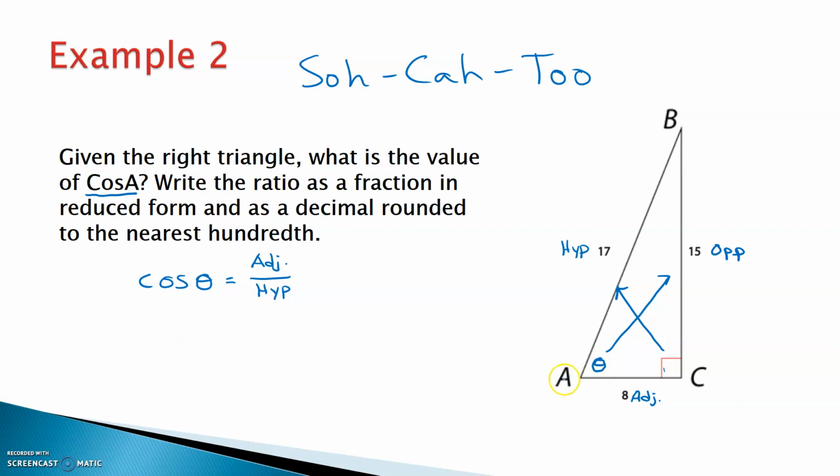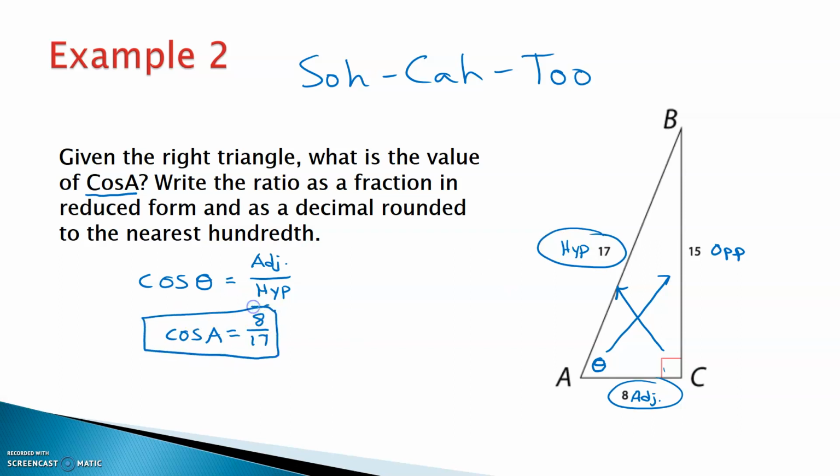Now let's make sense of this problem. I'm not standing at just a random theta. Cosine of A is equal to, what's my adjacent side? That is 8. And what's my hypotenuse? That was 17. That is the ratio for cosine of A. We also needed the decimal. If I do 8 divided by 17 on my calculator, cosine A is equal to 0.47, and the other digit is a 0, so this one stays as 0.47.